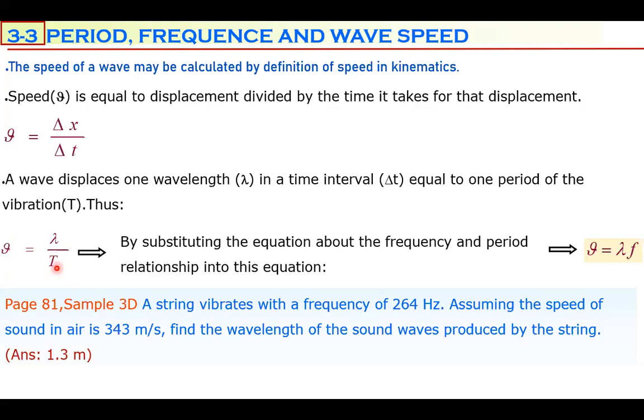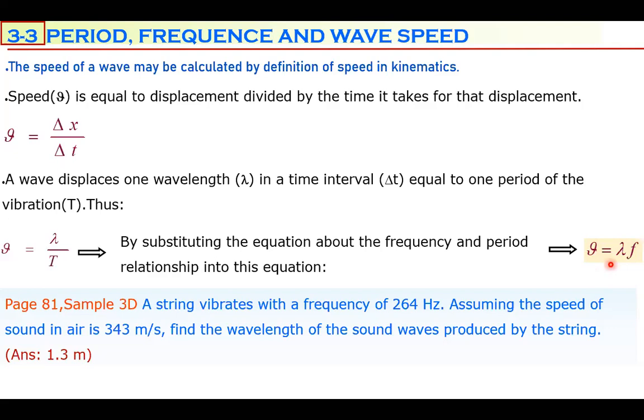But 1 over T is equal to frequency. This equation can be written in an alternative form. V is equal to lambda times f. So then speed of a wave can be calculated by lambda times f. But this equation doesn't say you speed of a wave depends on what. No, speed of a wave does not depend on lambda, does not depend on frequency. Speed of a wave only depends on medium. So if medium does not change, you cannot change speed.